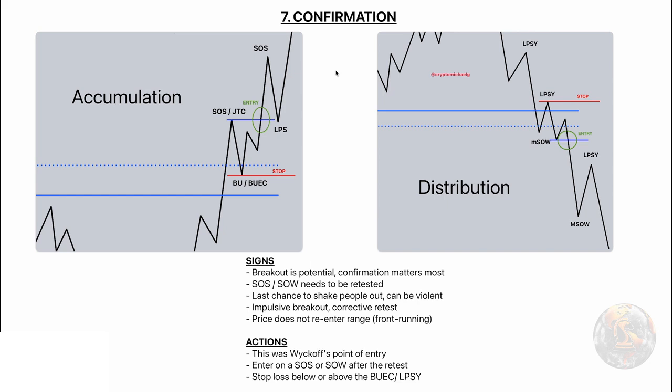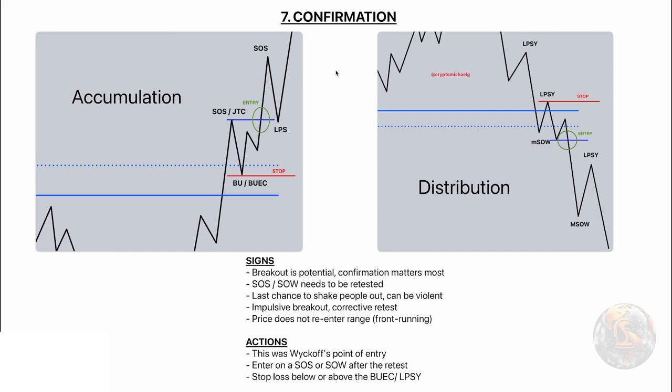Please do not get hung up on them. You can use anything you want. If you just want to use breakout and retest, absolutely fine. Show of strength and backup, whatever you want to use. Don't worry. So, on the bearish side, on the distribution as you see, you have a show of weakness, and you have a LPSY, which is the last point of supply, right? That's what the words mean. That's what the acronyms mean. Again, you can use breakout, retest, whatever you want to use.